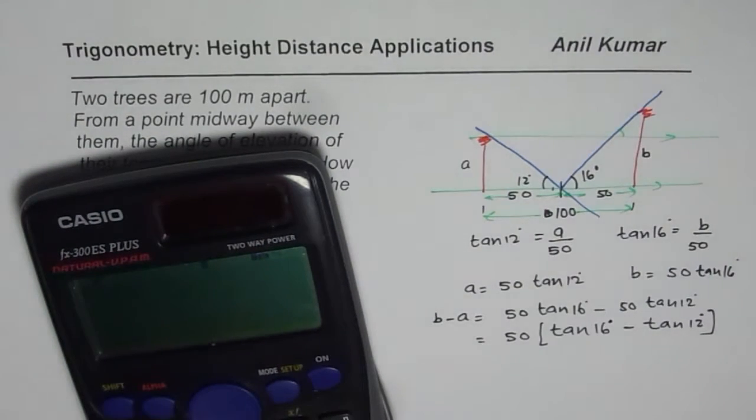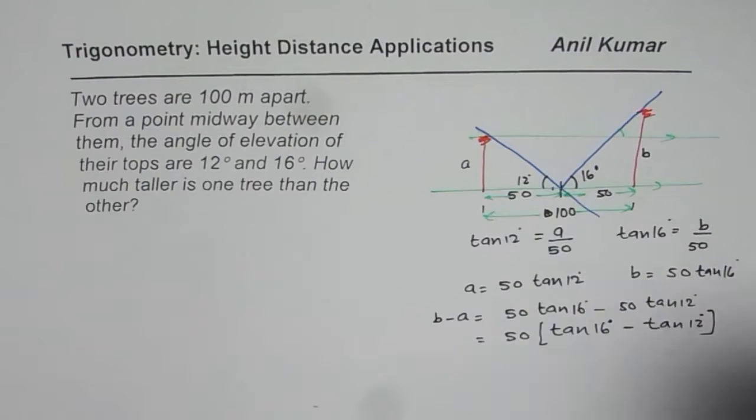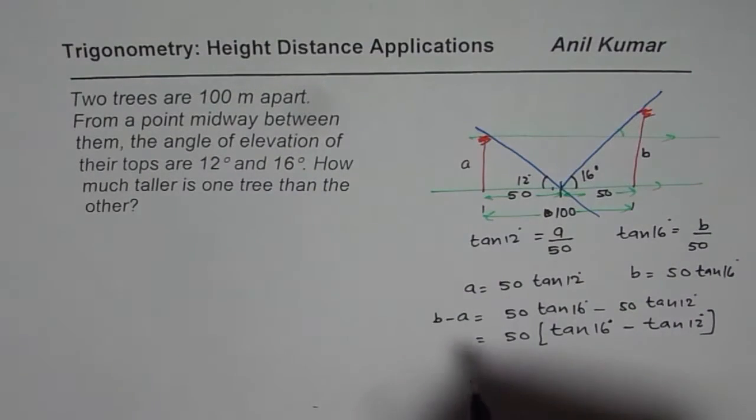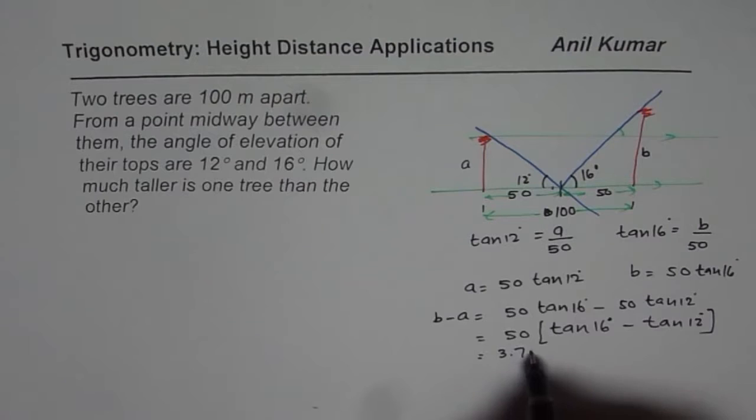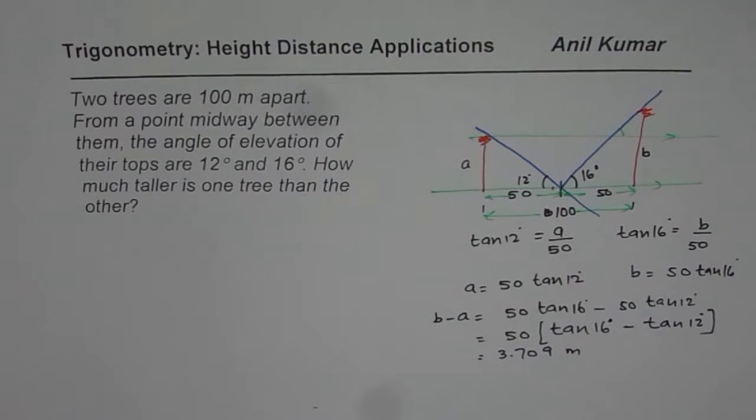Now let's find the difference, which is tan of 16 minus tan of 12, and then we'll multiply this difference by 50 to get the height, which is 3.709. So the difference is 3.709, and it has to be in meters. That is how you are going to solve this particular question. Now that's easy. I think you've understood the whole method.